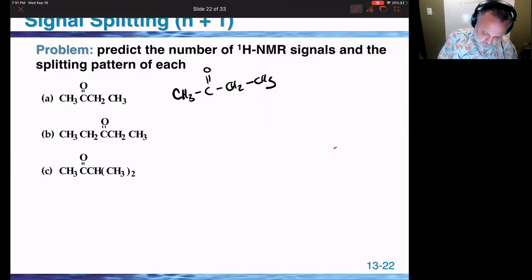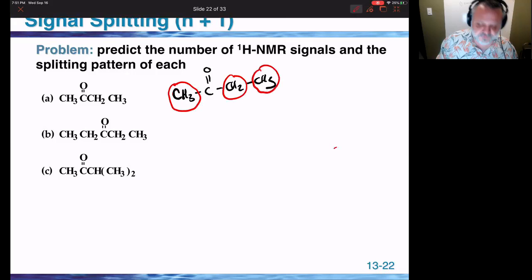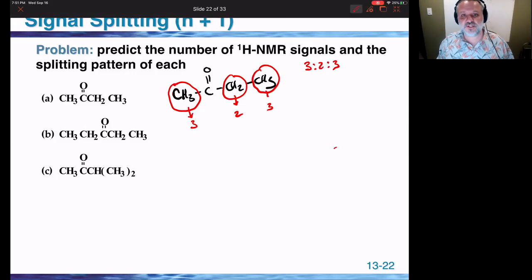These hydrogens are different than these hydrogens, which are different than those hydrogens. So there should be 3 signals. Hopefully you see that. What would the integration pattern be? What would I expect the different integration areas to be, the areas under the curve? How many hydrogens is this? This one's 3, this one's 2, and this one's 3. And 3 to 2 to 3 is the lowest whole number area ratio.